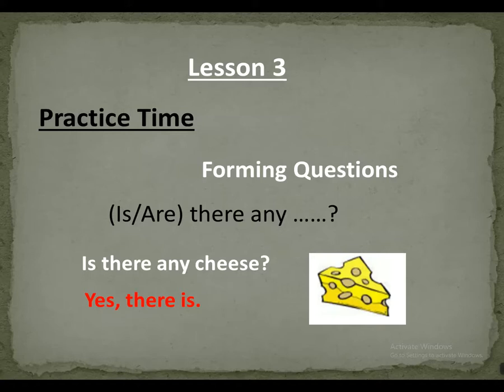We use here is there, not are there. Why? Cheese is uncountable, غير معدود. نتعامل معها مفرد. فبالتالي سألنا is there, not are there. Is there any cheese? Yes, there is.